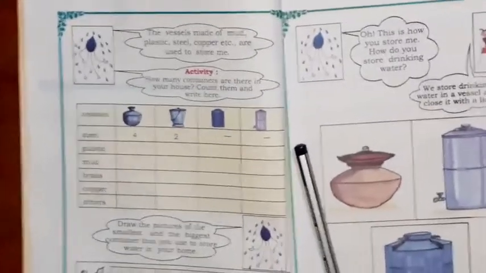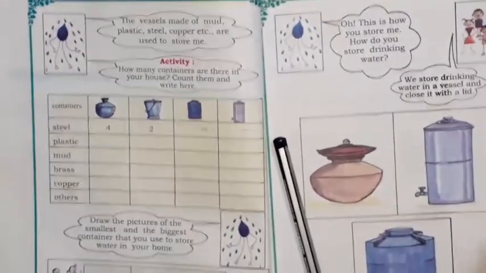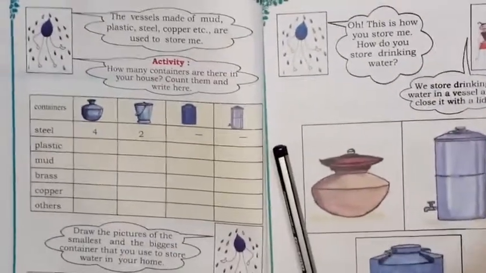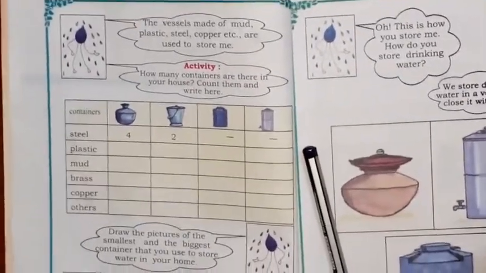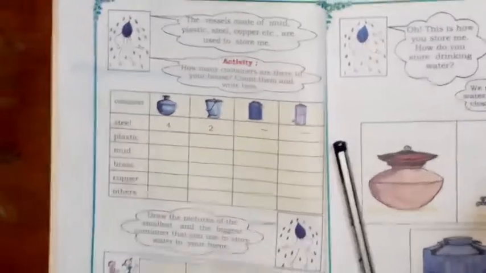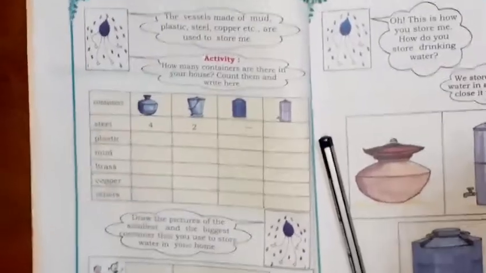The drop of water is saying that, children, mud, plastic, steel are used for storage of water. So the drop is giving you an activity. So what is that? How many containers are there in your house? You should write it down.